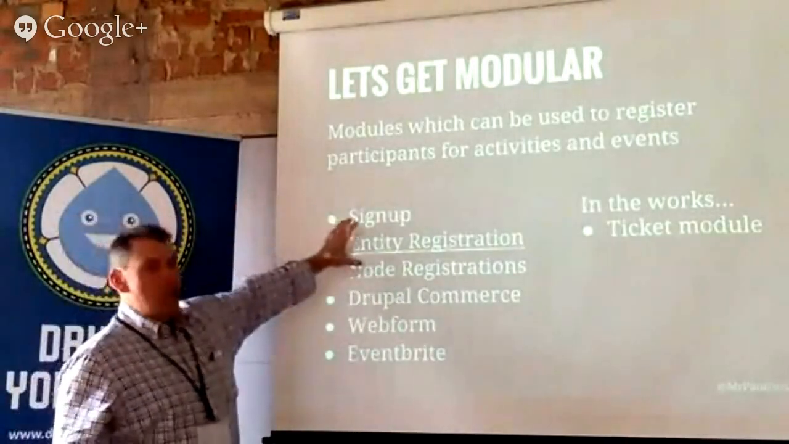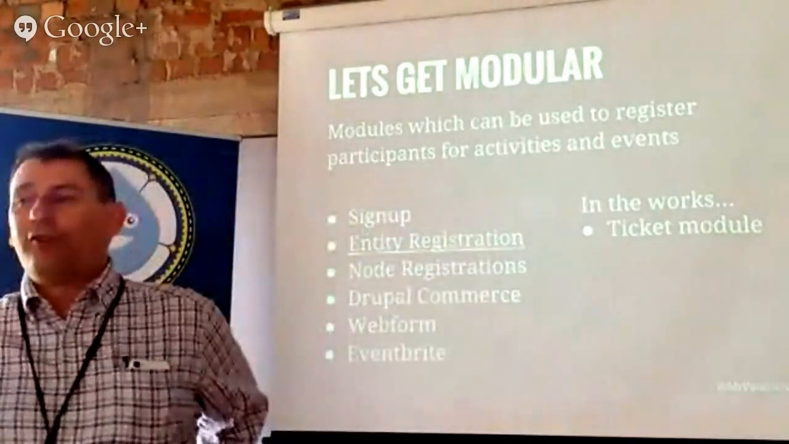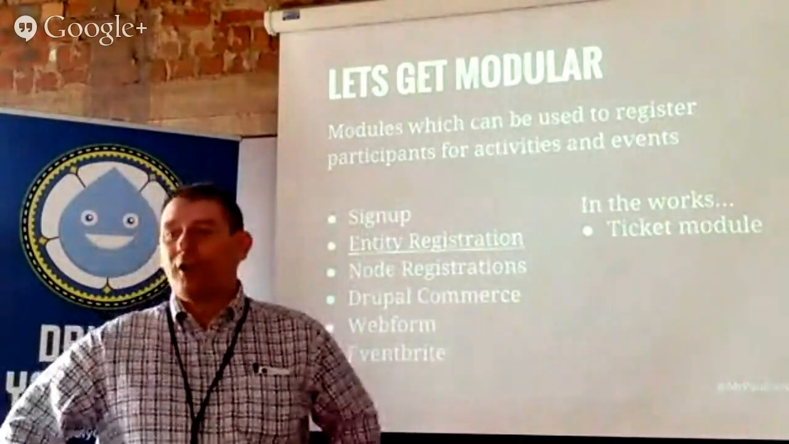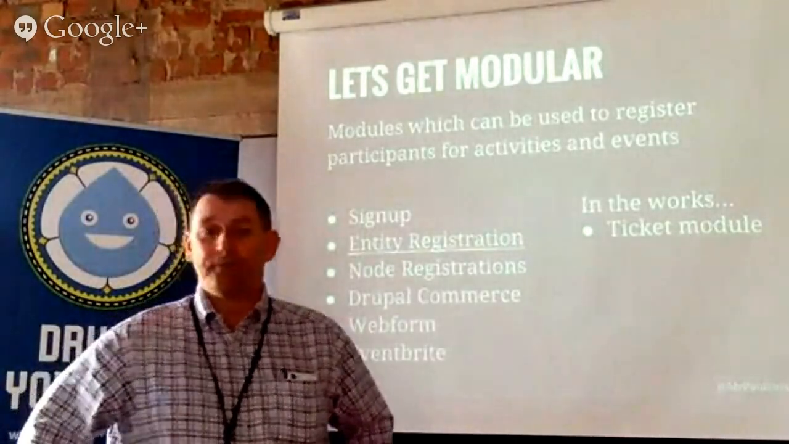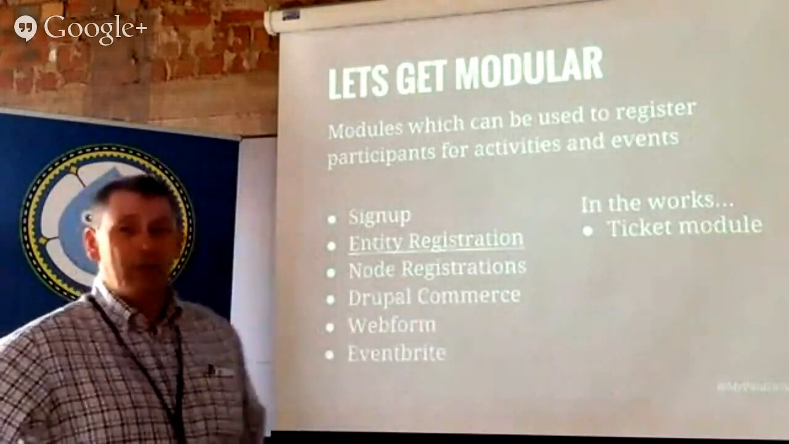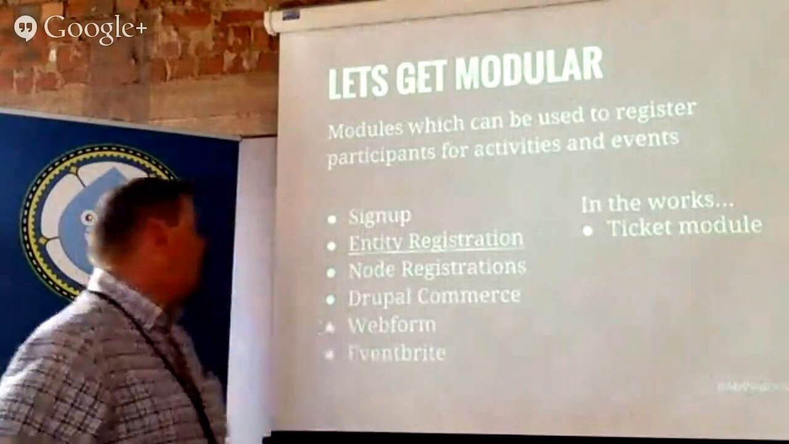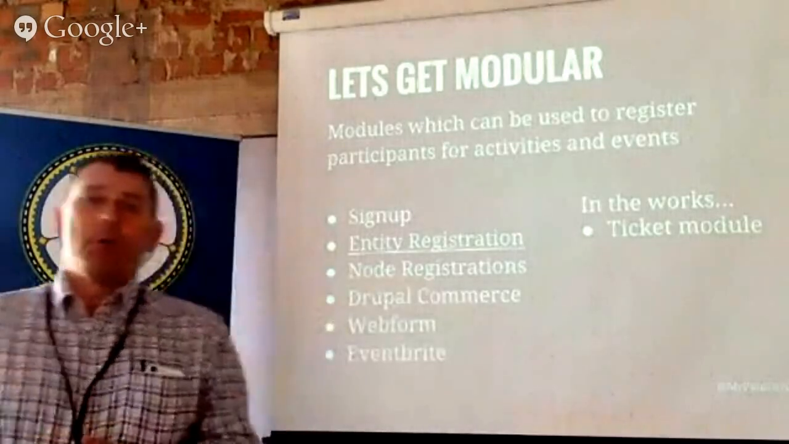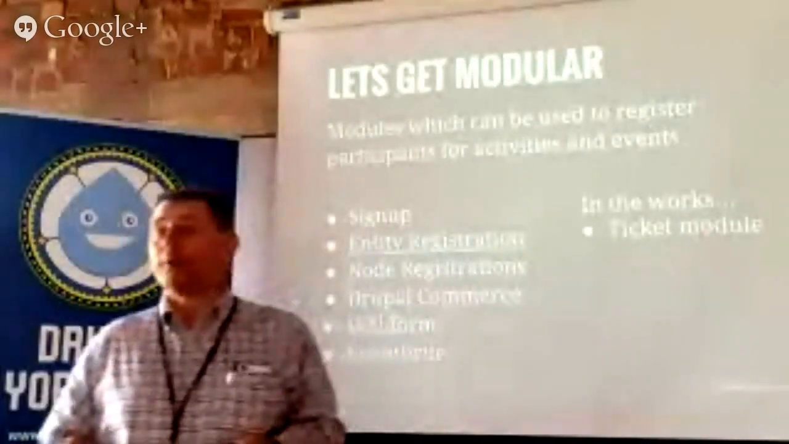Now these first three work like this. They're based on creating a content type or an entity, so that might be an event, and then being able to associate registrations with that node, with that entity, with that event. So in effect, the registration element is a field that you can attach to your content type or entity that is the event. I put Drupal Commerce in there as well because Drupal Commerce exists to process transactions, and an event registration is a transaction, whether money changes hands or not.